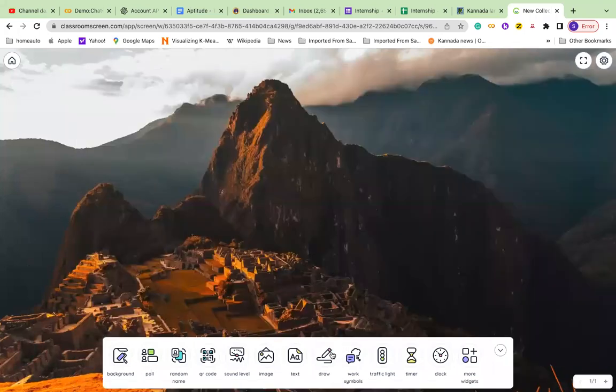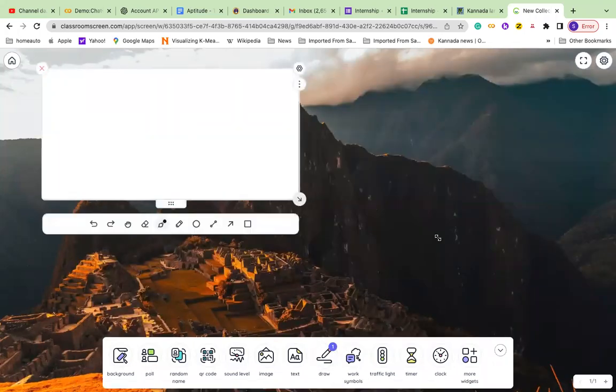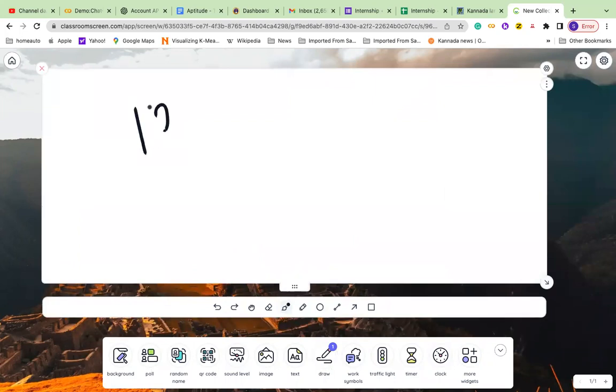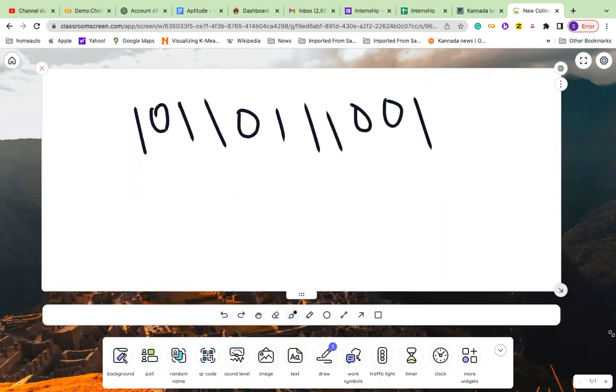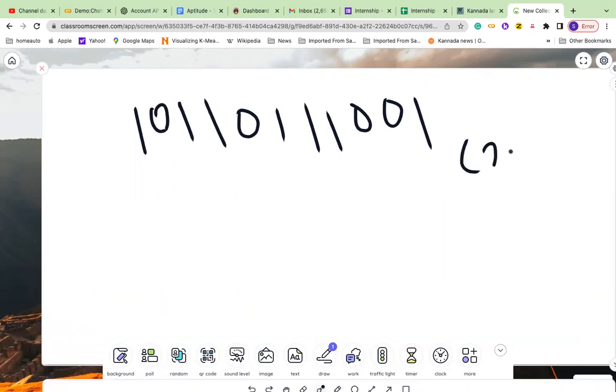Okay, let me ask one more question. So 1 1 0 1 1 0 1 1 1 0 0 1. So how should we convert this into octal? Anyone? Multiply with 8? How should I convert into octal? Binary to octal. How should I? Grouping numbers.